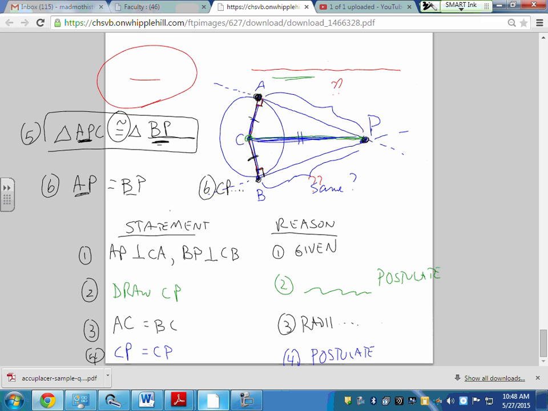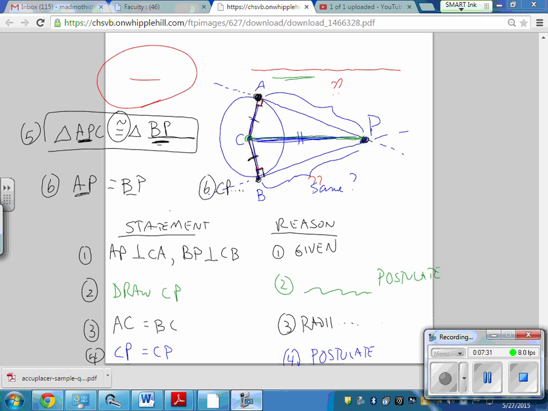Okay, so not a hard proof. It does tie together congruent triangles, which is a big deal in Euclidean geometry, and circles, which is sort of the last couple of chapters we've covered. Okay, so hopefully you can work that proof cleanly tomorrow.